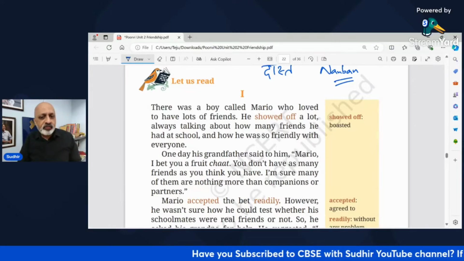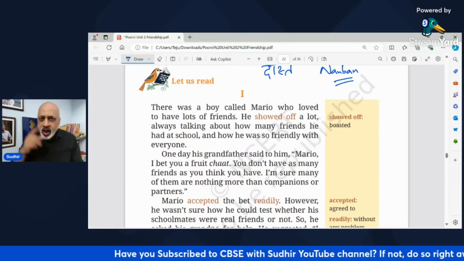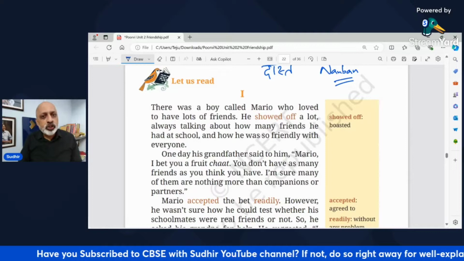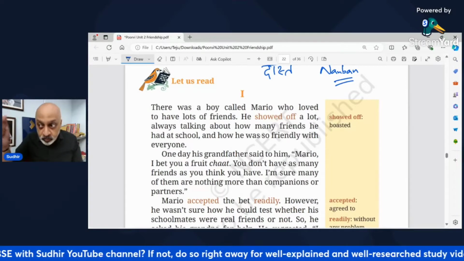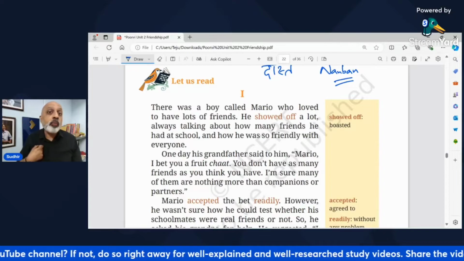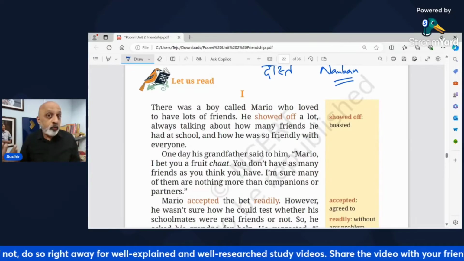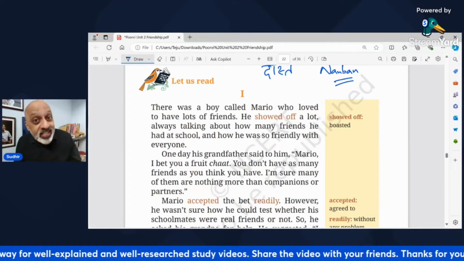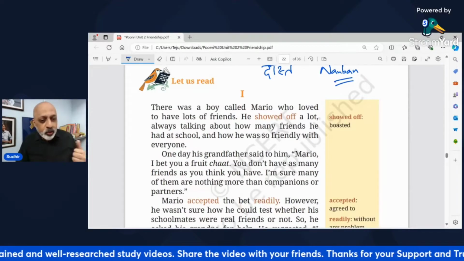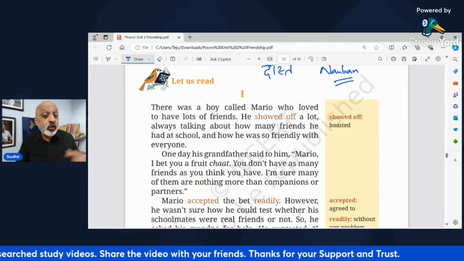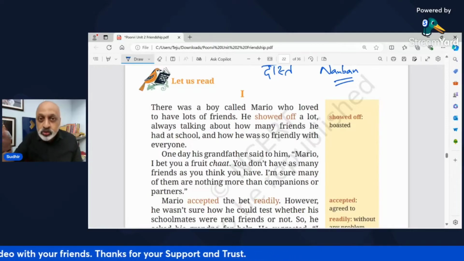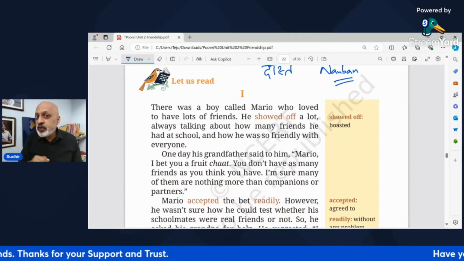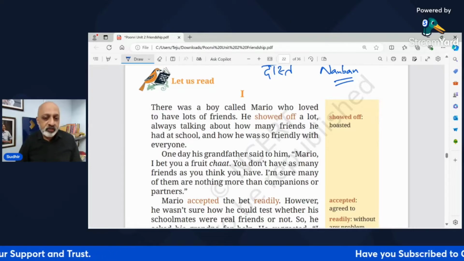One day his grandfather said to him, Mario, I bet you a fruit chart. That is, if I lose the bet, I will buy you a fruit chart. But if you lose the bet, you need to buy me a fruit chart. Okay, obviously the grandfather is fond of fruit chart. You don't have as many friends as you think you have. You think, tum sochte ho, that you have many friends, but actually you don't have many friends.